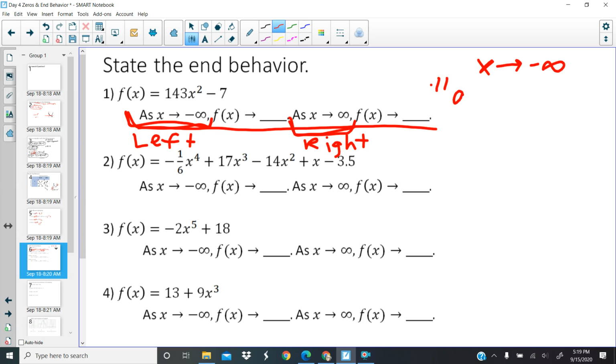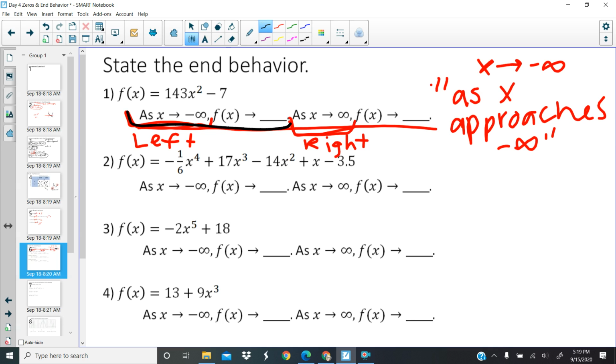So that reads as x approaches. So that's the word that you're looking for, approaches negative infinity. So this first part of this sentence, that as x approaches negative infinity, that's referring to whatever the left-hand side of your graph is doing. So whatever the first arrow you drew was. So we said that this was going to be up, up. This equation was the end behavior of it.